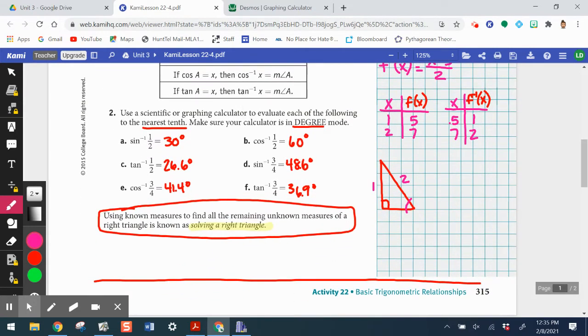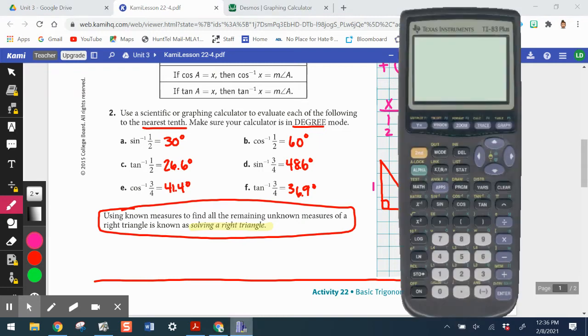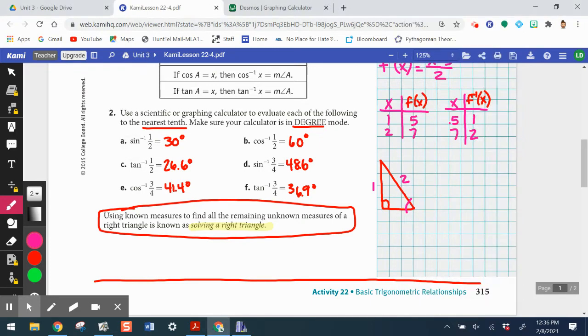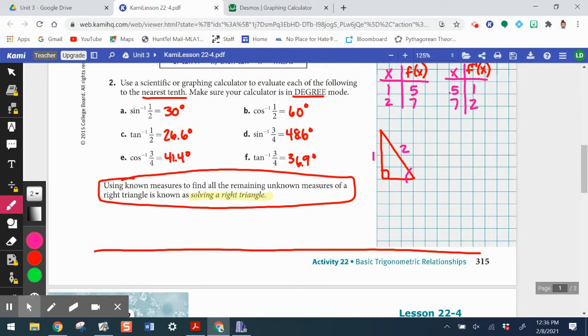So item 2 says use a scientific or graphing calculator to evaluate each of the following to the nearest tenth, and make sure your calculator is in degree mode. So I'm going to show you using the Desmos calculator as well as the TI-83, I believe, on evaluating these inverse functions. But before I show you the actual calculations, let me just break down what exactly is happening here. It's a pretty simple process, but let's make sure we actually understand what we're doing.